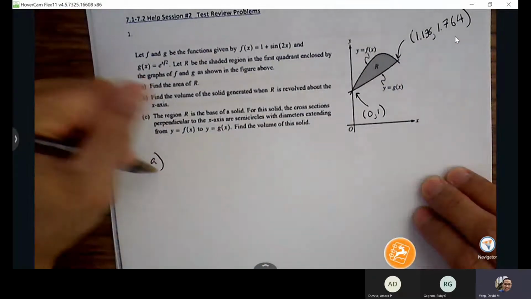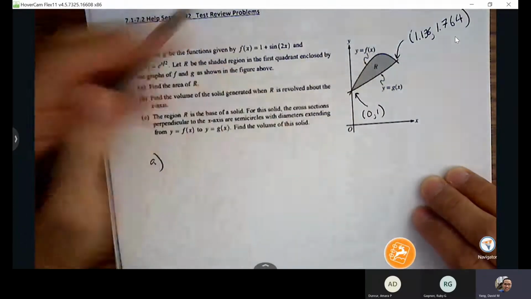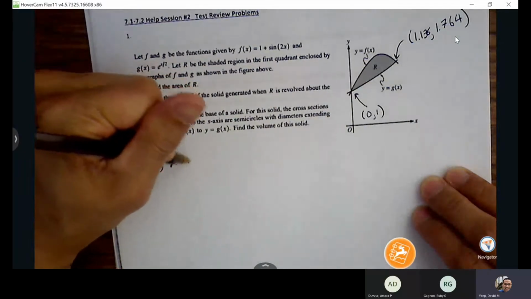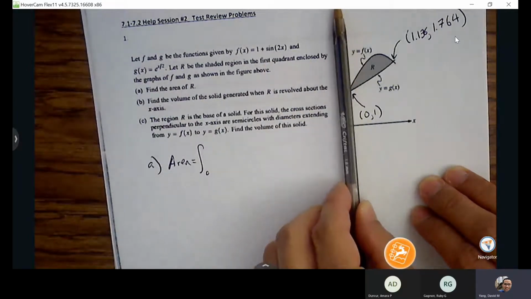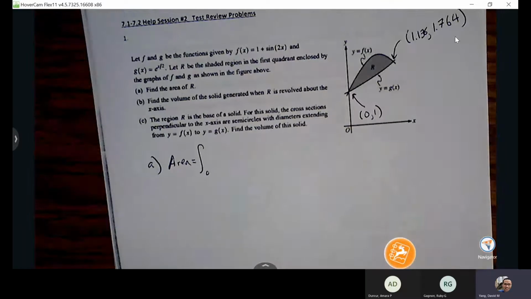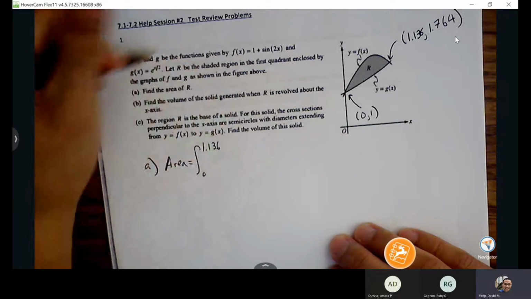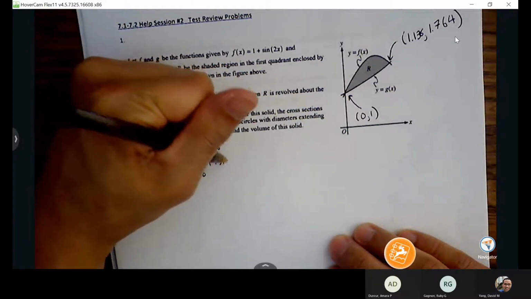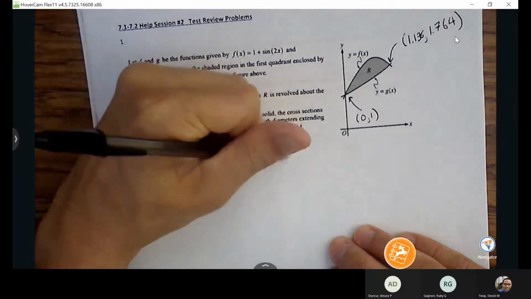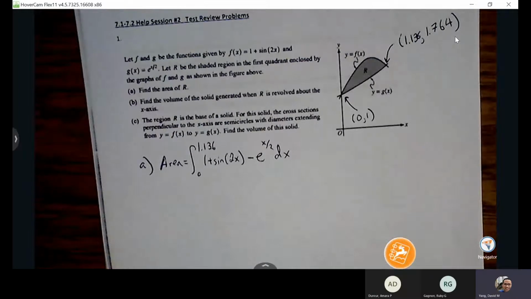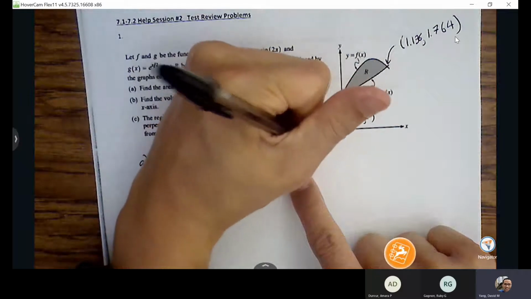Okay, area. Area, just top minus bottom. Top graph is the f, bottom graph is the g. We're stacking these vertical rectangles from 0 all the way over to 1.136. Okay, enter that in the calculator. You should get 0.429.